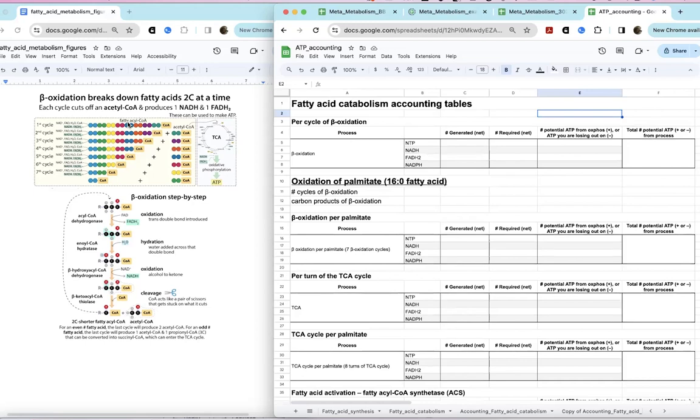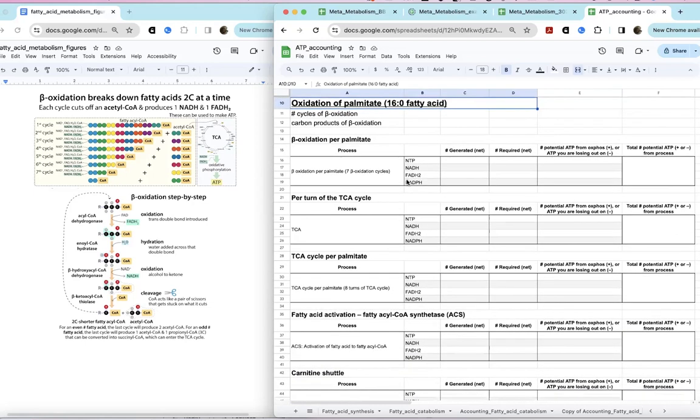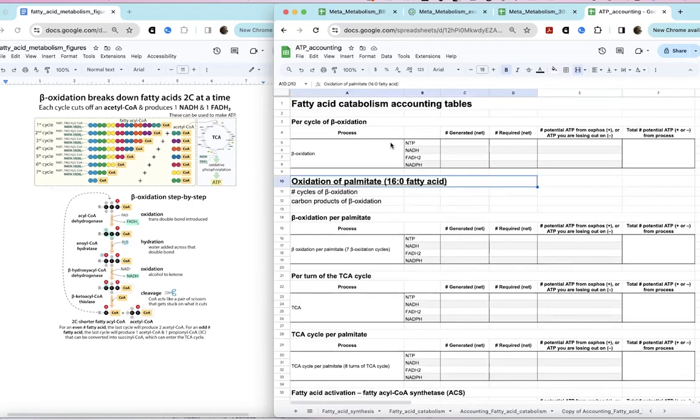We're also going to be doing this in cycles. So each cycle, we're going to be cutting off an acetyl-CoA, generating an NADH, and generating an FADH2. If we look at our accounting tables, the way I have this set up is that you think about some process, then consider the amount of NTP. This could be ATP, GTP, UTP, CTP. All of these are kind of interchangeable within your cells. So even if we directly make a GTP, we can still consider it like an ATP.